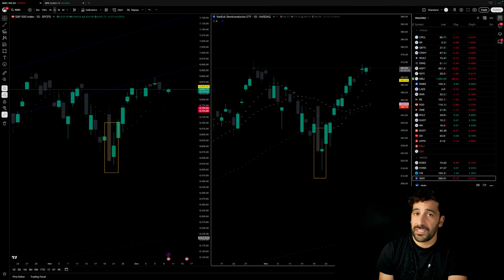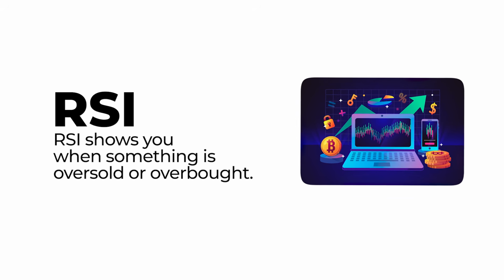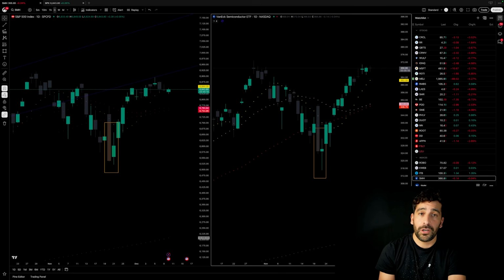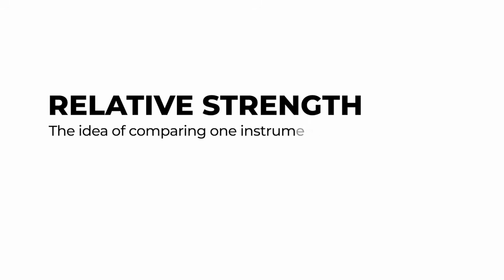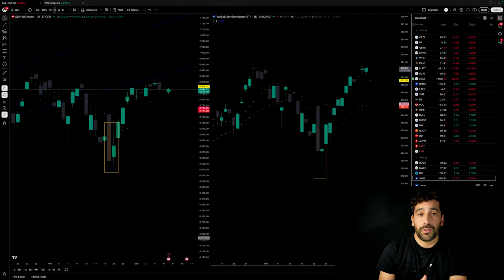I'm not talking about RSI. RSI is something else. RSI shows you when something is oversold or overbought. What I'm talking about is the idea of comparing one instrument with another and assessing if one is stronger versus another. That's what we call relative strength. Relative strength is a way for you to keep track of what is being accumulated. And then when there is a directional move, you'll be able to get in, or perhaps you can get in before the move and take advantage of it.